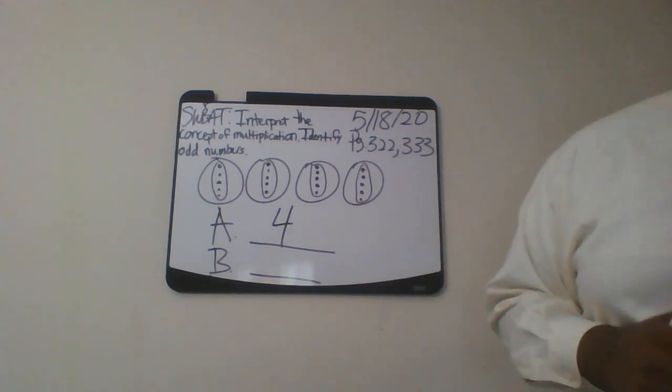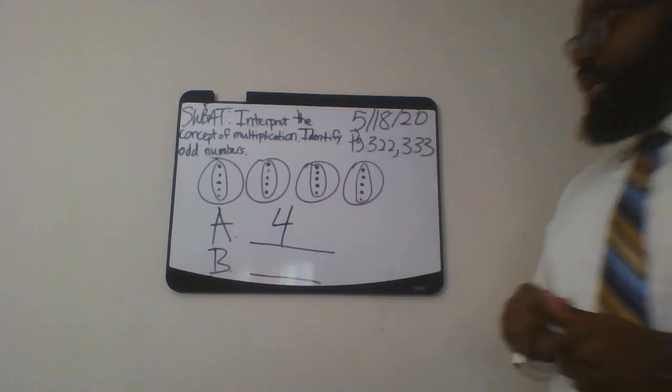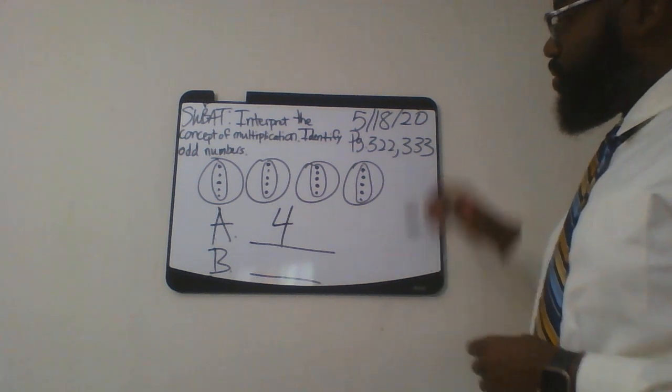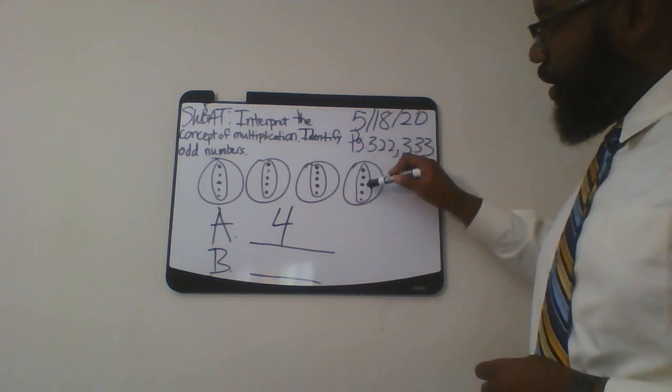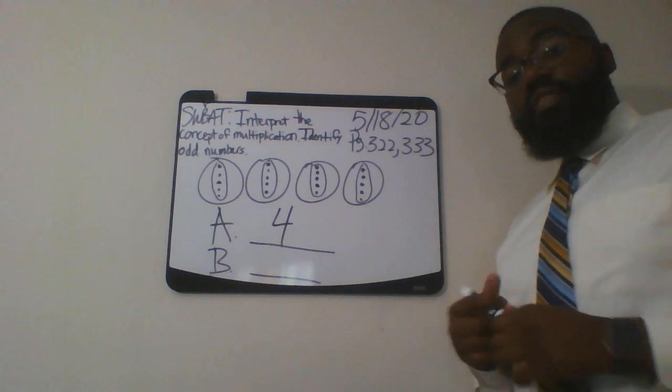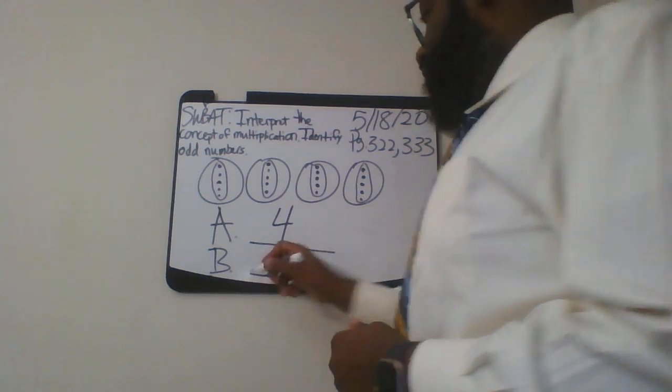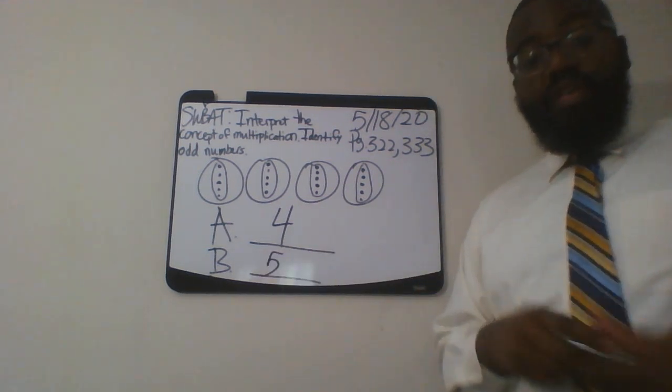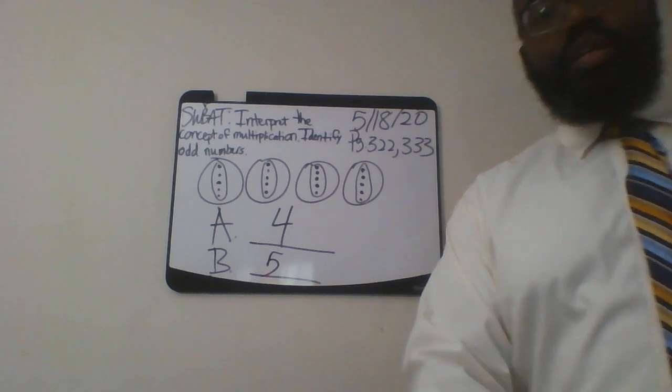Letter B asks us how many buttons in each group. Let's count. Let's start off with this group. We can use this group for example. 1, 2, 3, 4, 5. There's only 5 buttons. So I'll write the number 5 right there. Let's get started with letter C.